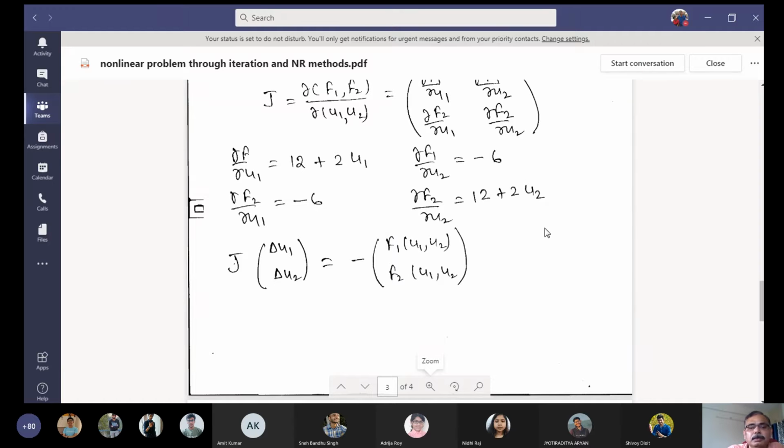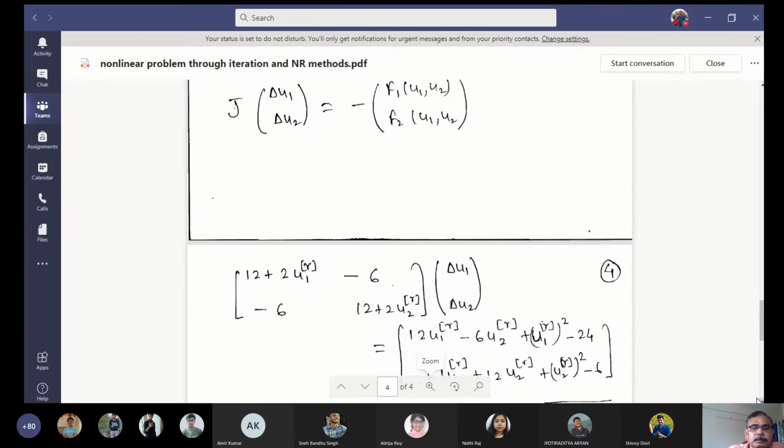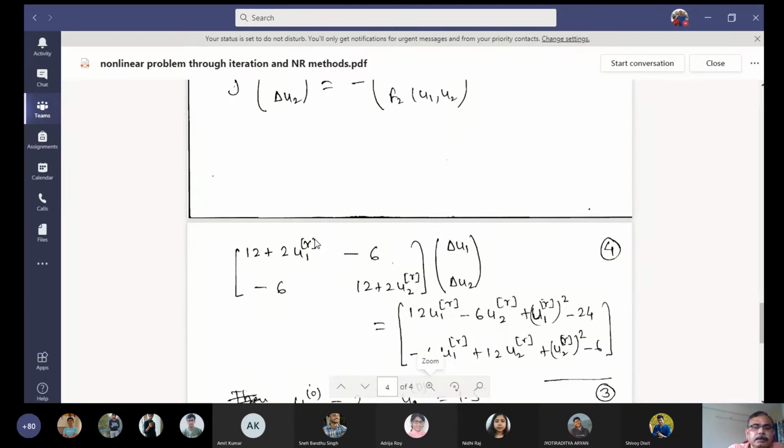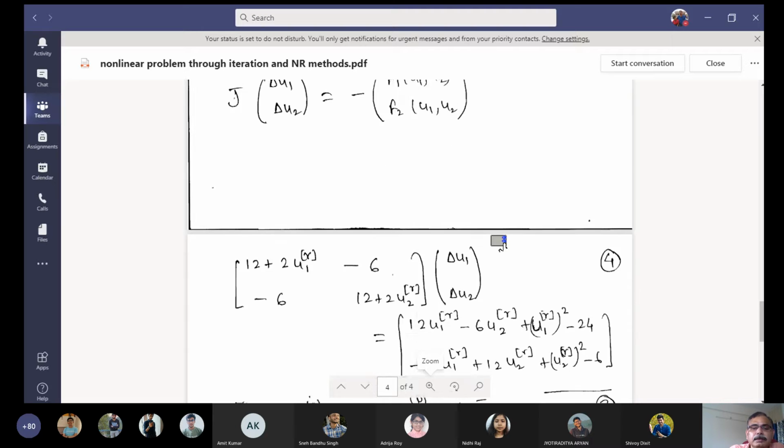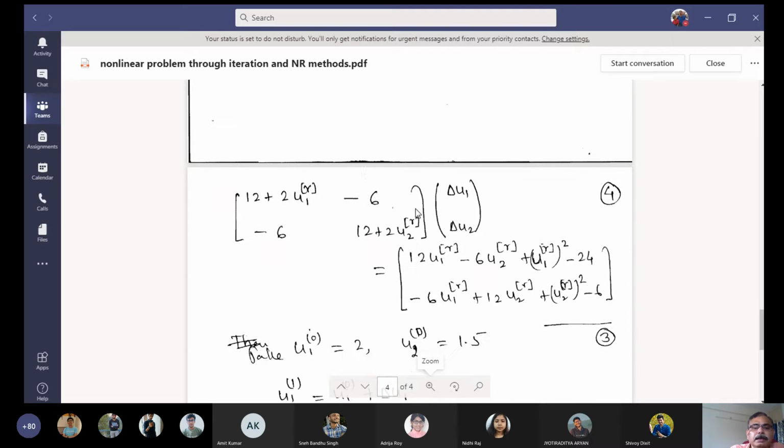You can solve this for your delta u1, u2, and then you can proceed further. Now, this is your Jacobian. I have just written all the values we have already calculated: del f1 by del u1, del f1 by del u2, del f2 by del u1, and del f2 by del u2. So this is calculated. Your Jacobian is written, del u1, del u2, right hand side is written.